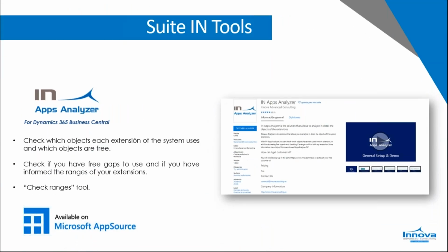Finally, InApps Analyzer is a solution that allows you to analyze in detail the objects of the system extensions. Also, it is possible to check which objects are used in extensions and which ones are free. You can also check the free gaps and if you have informed the ranges of your extensions. Furthermore, with the Check Ranges tool, you can check if a range enters or may conflict with objects or ranges of other extensions within your system.